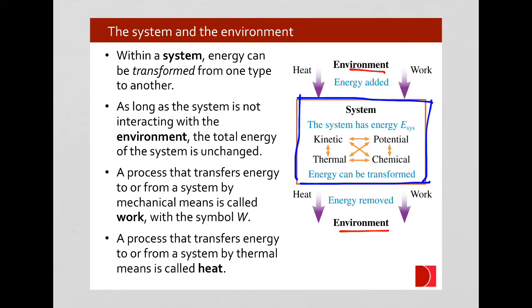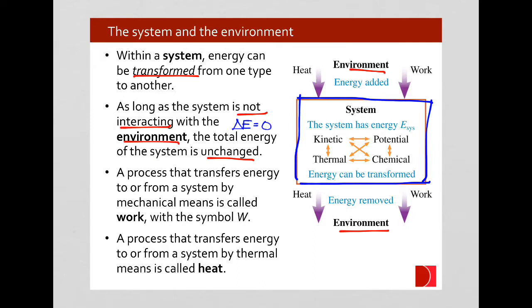Within a system, energy can be transformed from one type to another. We'll see a little bit more about this, but we've talked about kinetic energy from motion, several types of potential energy, as well as thermal and chemical energies. And so these different energies can be interchanged within the system. If the system is not interacting with its environment, then we would say that the total energy of the system is unchanged. In that situation, the change in energy is zero, and thus the energy is conserved. That is to say, all the energy that's there at one point in time would still be there at another point in time.